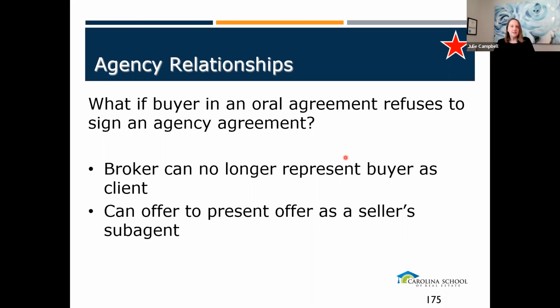If it doesn't, we're back to our oral buyer agency agreement, right? So that would be our first attempt, to try to get that thing in writing just for one address. That one address you want to present the offer on their behalf.